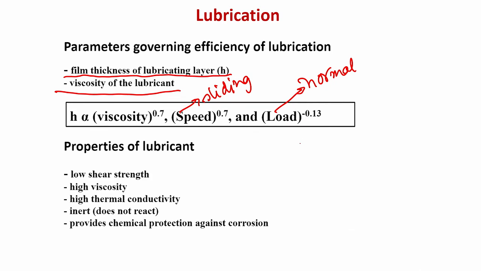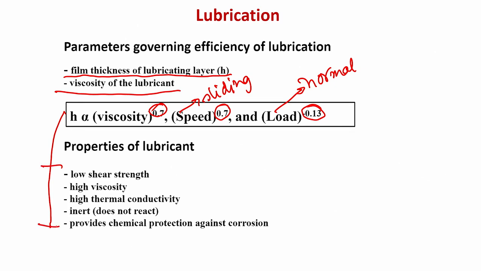So, load you can see is inversely proportional. But out of this, viscosity and speed have a very strong influence, 0.7, whereas load has a slightly weaker dependence because it is minus 0.13. Okay. So, from this expression, you can very clearly see that the lubricating film thickness would be higher for more viscous lubricant and also at higher sliding speeds. This is a very simple mathematical expression which can be used to find out what the lubricant film thickness would be.